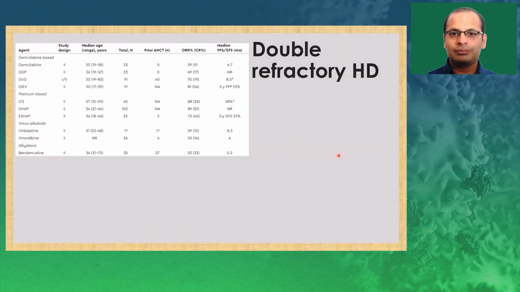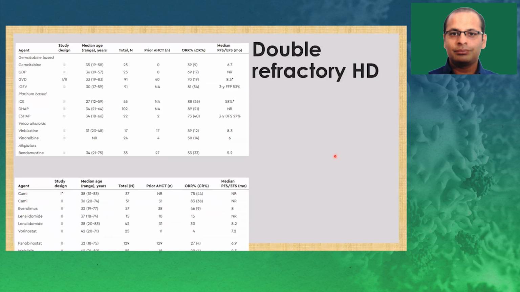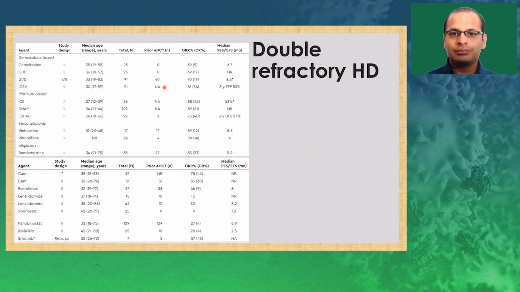What happens if the disease is refractory to both brentuximab and these? In such a scenario, chemotherapy is usually not very effective. Other agents like everolimus, lenalidomide, and ibrutinib are used but not to a great effect.